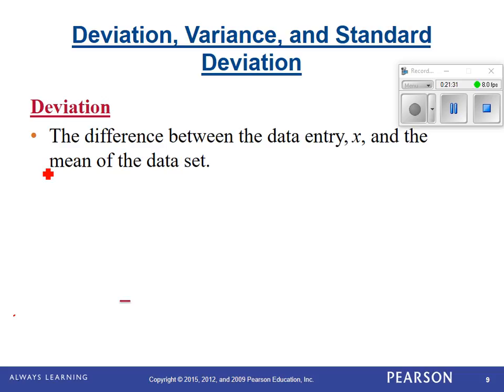Deviation: the difference between a data entry, our data entries are always X, and the mean of the data set. That's how much it deviates. I'm going to give you a second because I really want to explain this. Notice this is just deviation, not standard deviation, just deviation. How much each one differs.